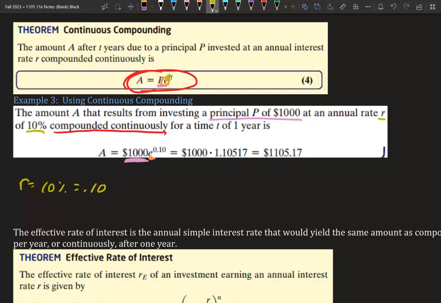And then our time is 1 year. That's why you don't see it here, because 1 doesn't change anything. It's just 1, so they didn't list it. So we plug that into your calculator, and you would get $1,105.17.